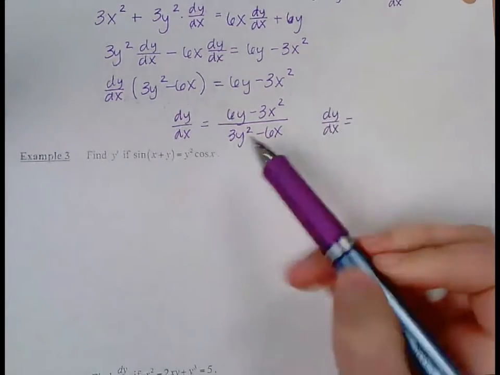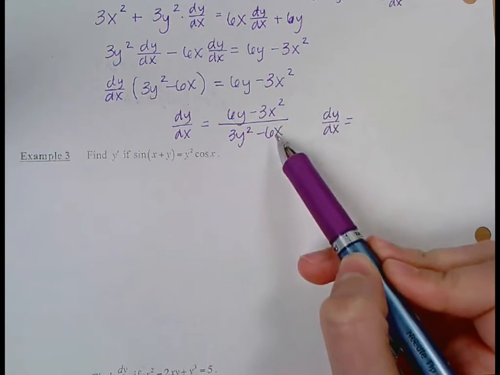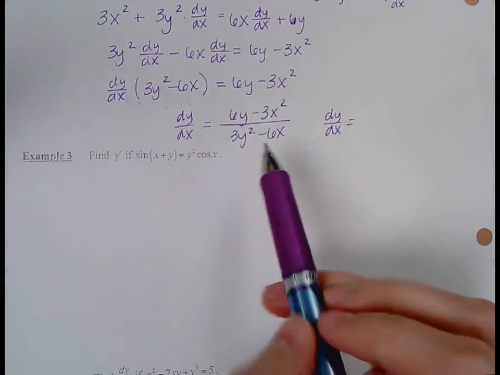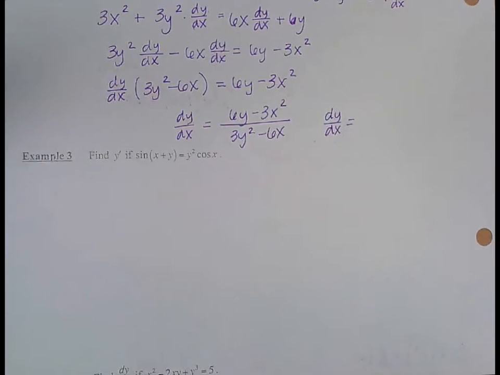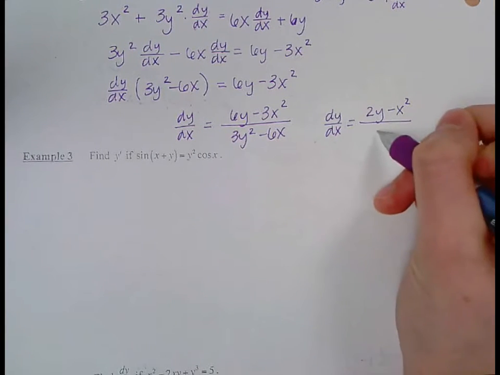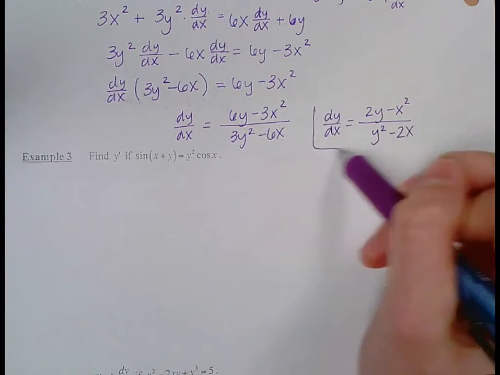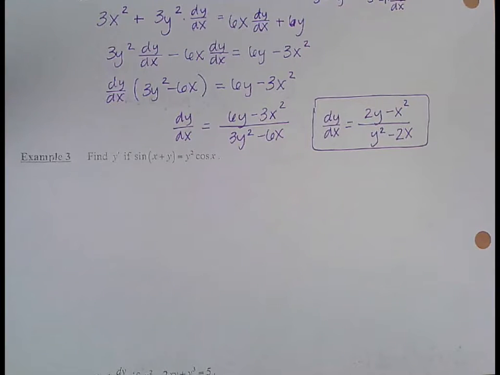You cannot cancel these y's or these x's because they are terms, they are not factors. But everything, all 4 terms, can be divided by 3. So it'd be 2y minus x squared divided by y squared minus 2x. Questions on that one? Okay, and I tried to include some examples where different things come up.